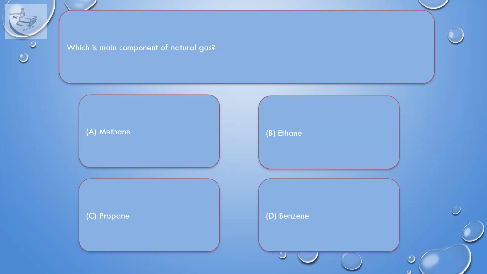Question: Which is the main component of natural gas? A. Methane, B. Ethane, C. Propane, D. Benzene. Correct answer is A. Methane.